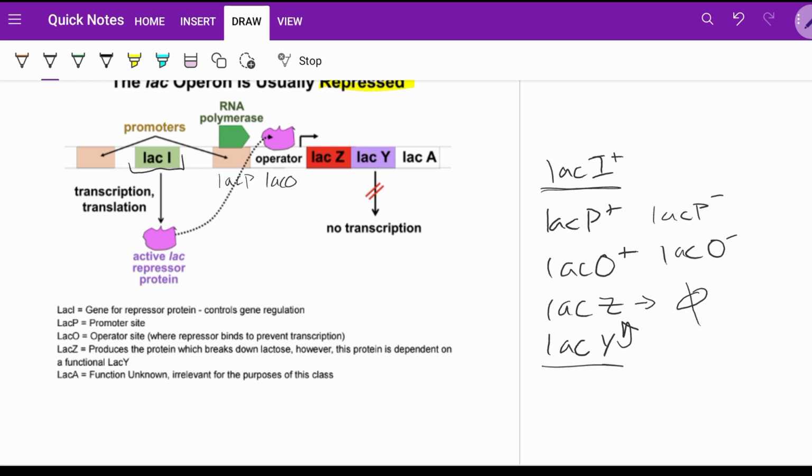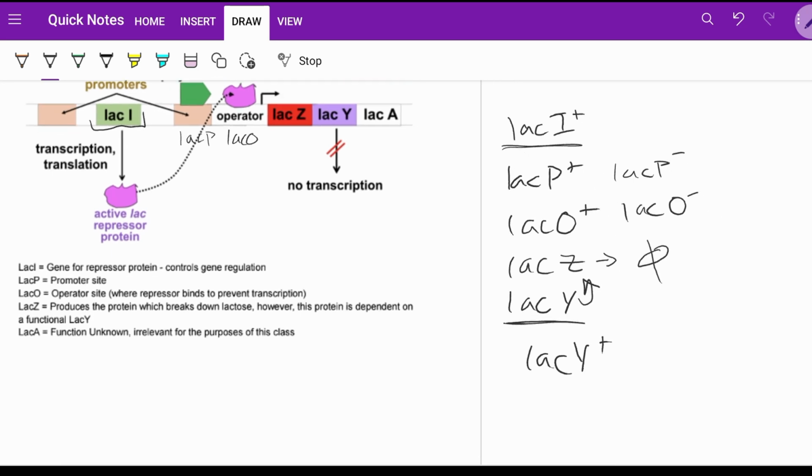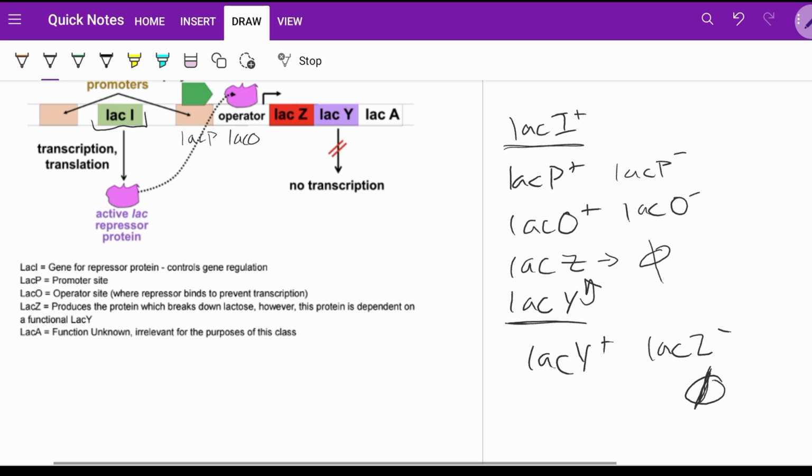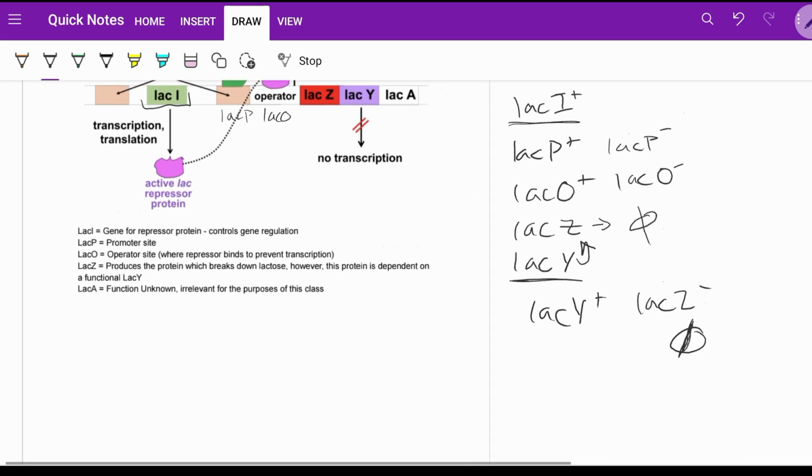Without a functioning lac Y protein, which would be lac Y plus, lac Z cannot function. Likewise, even if you have lac Y plus, but you have lac Z minus, meaning non-functional lac Z, then the proper lac Z is never produced, and therefore it won't be able to cleave lactose like usual. So both lac Z and lac Y need to be positive for the correct protein to be produced and have the right function. So what happens when we have multiple strains?